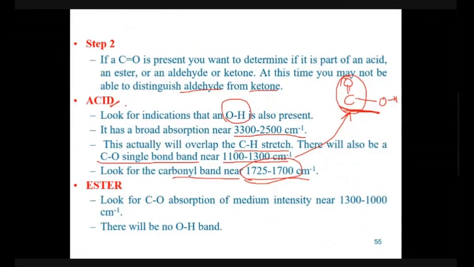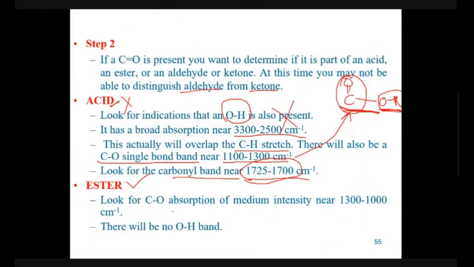Suppose this is not an acid, so it may be an ester. If it is an ester, what is the functionality of an ester? It is COO, and there is an alkyl group here. So you don't have an OH group. That means the band that we could get for hydroxyl here, where did it go? Okay, this will be absent. Then what else will be present?